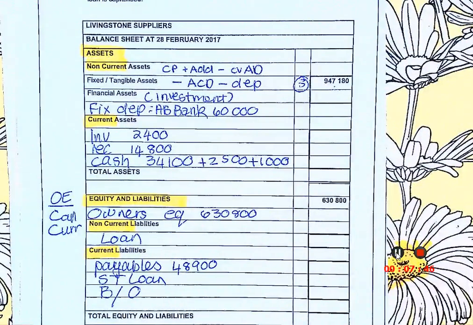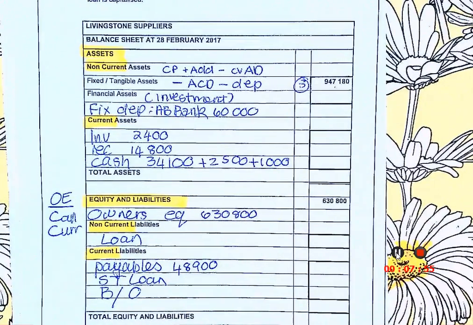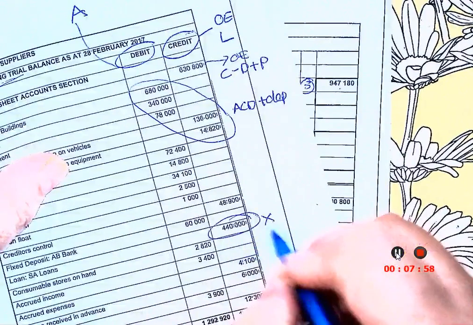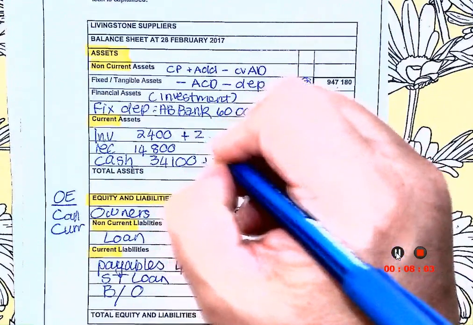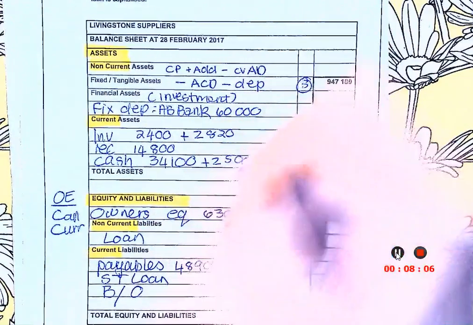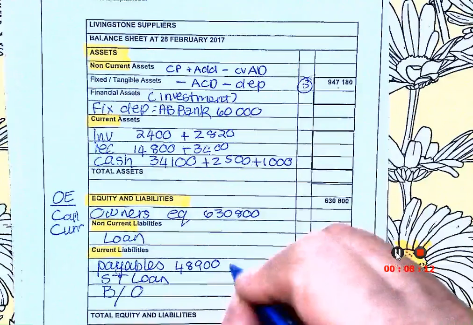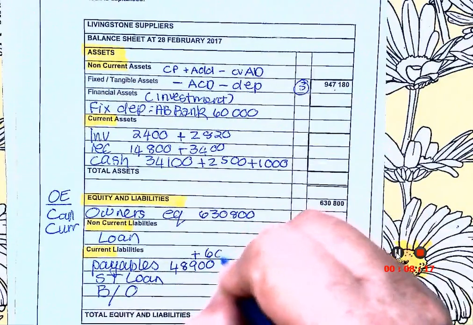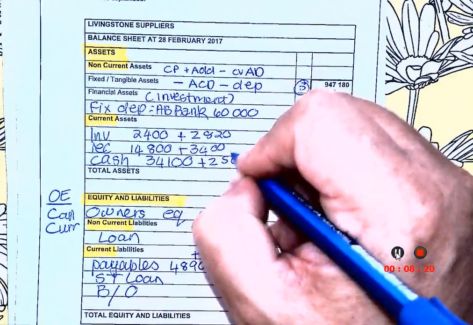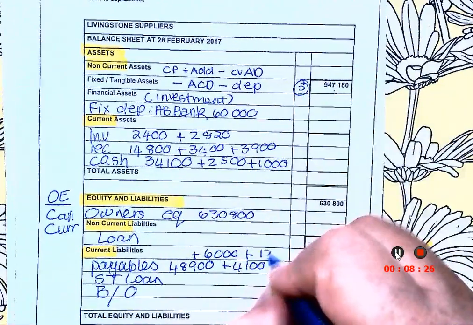Okay, so 60,000. I see a loan for 40. Loan, I'm not going to write in. I'm going to do this, and I'm going to wait. Okay. Consumable stores on hand is inventory. Accrued income is receivables. Accrued expense is payables. Income in advance is a payable. Prepaid is a receivable. Creditors for salaries is a payable.